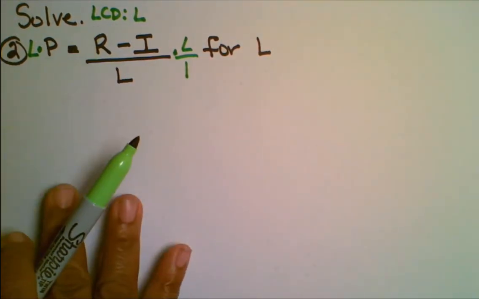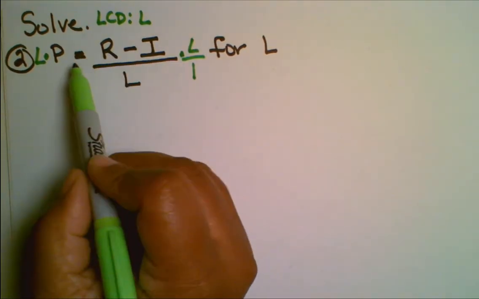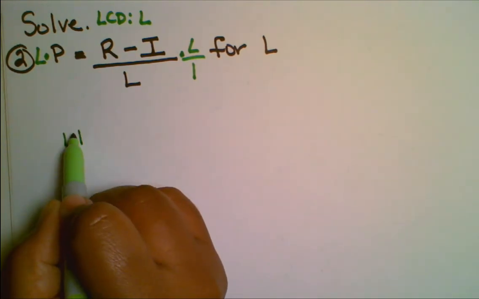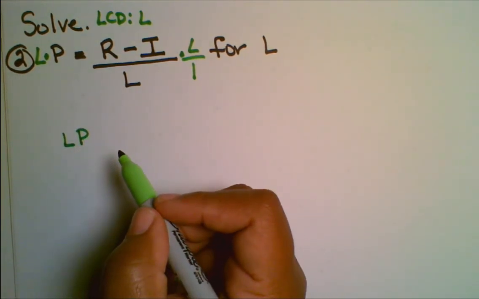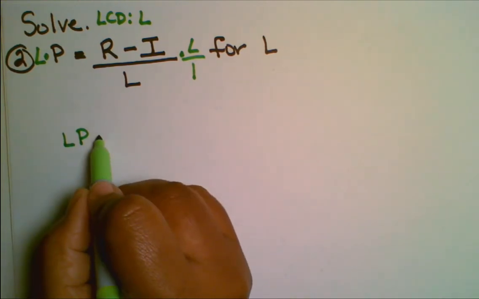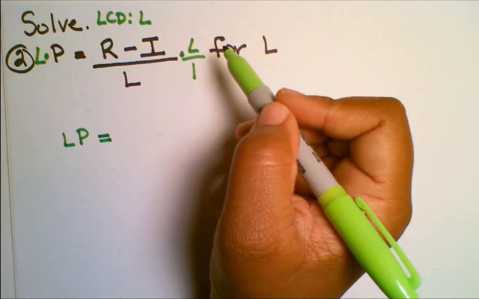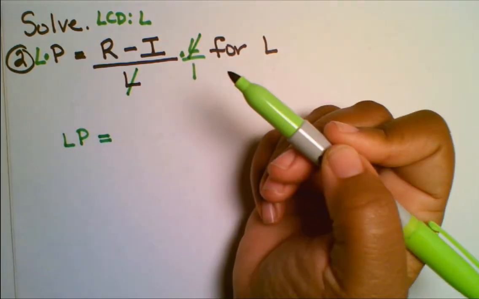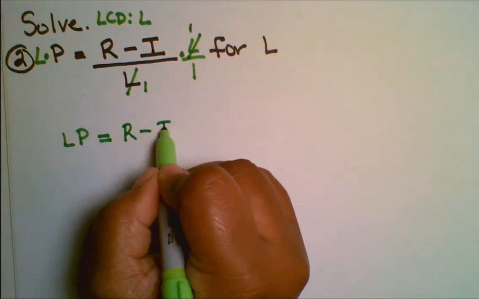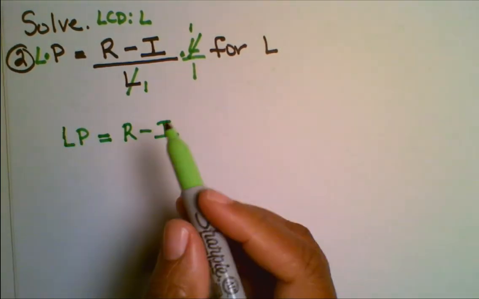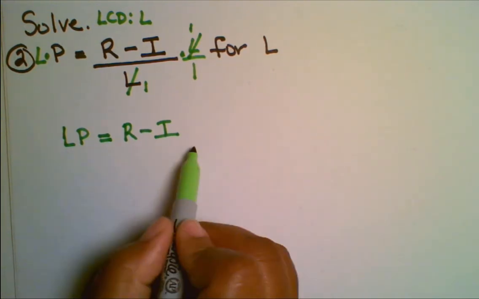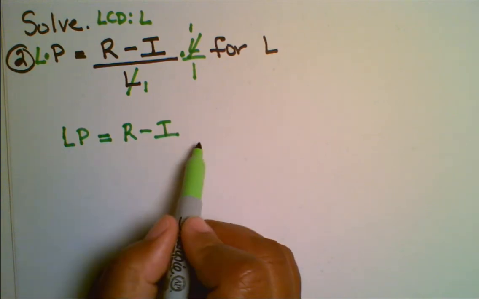So on the left-hand side, we have here L times P. That gives us LP or PL. It doesn't matter which order, but we normally write our variables in alphabetical order. Is equal to, on the right-hand side, the L's divide out, and we have R minus I. And because we're solving for L, at this point we have LP is equal to R minus I.